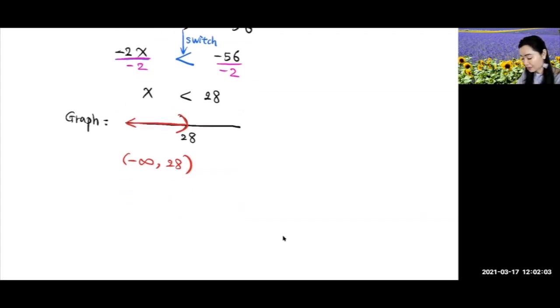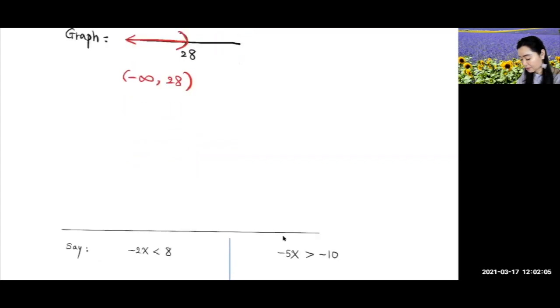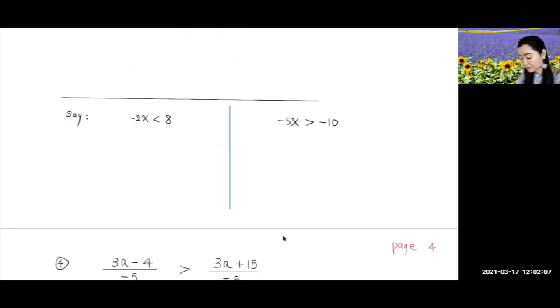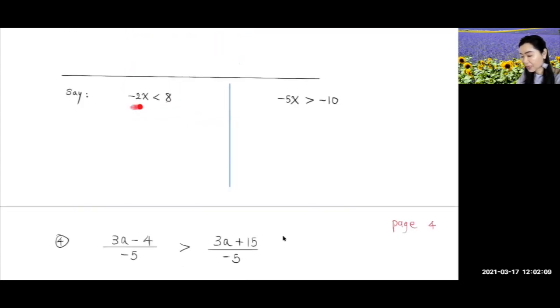Question? All right, so let's look down over here. This one over here, how do we solve this? Solve for x here. I will divide both sides by negative 2, and you need to switch the inequality sign right here. You switch. So you get x is greater than negative 4.